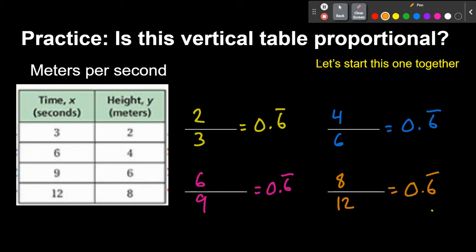So is it proportional? Yes, it is proportional because all of our unit rates are the same. All of our unit rates are 0.6 repeating. They are all equivalent to 2/3.